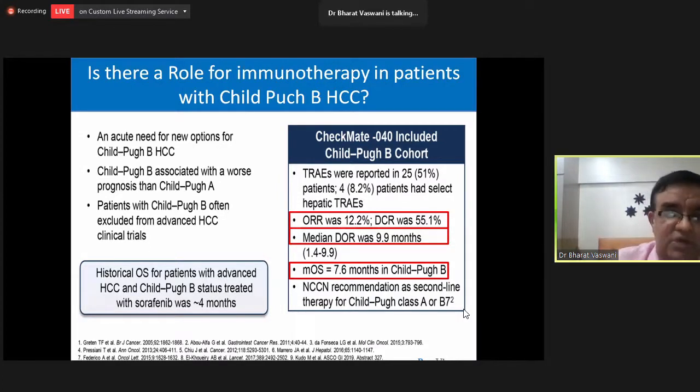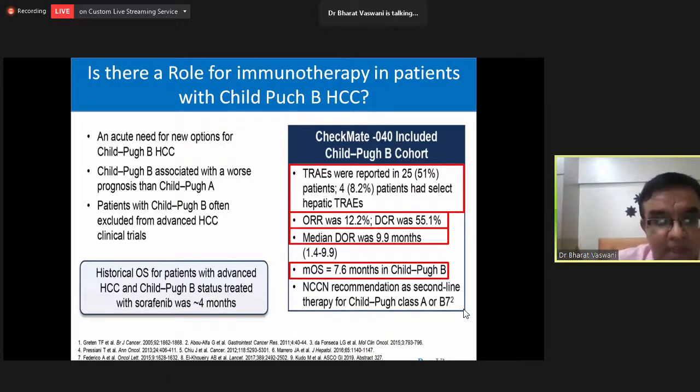There was a discussion going on in the chat box. There is data for the combination drug, but I will be comfortable using single agent Nivo. ORR of 12.2 versus 15%, disease control rate of 55%. For those patients who were treatment-naive, the OS was 9.5 months as against 7.6 months for those who had already taken treatment. More importantly, toxicity was manageable.